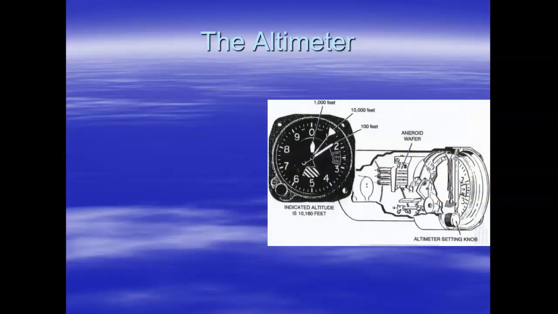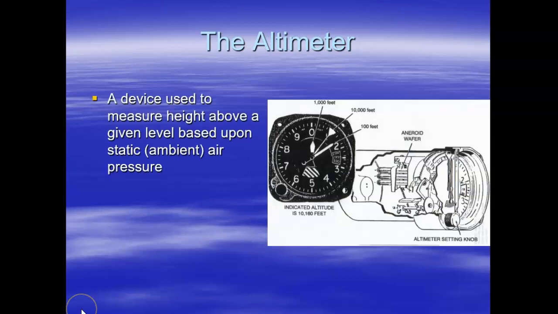The altimeter measures altitude using static pressure from the static port. The altimeter is a device used to measure a height above a given level based on the static air pressure, or the pressure of still air or ambient air.